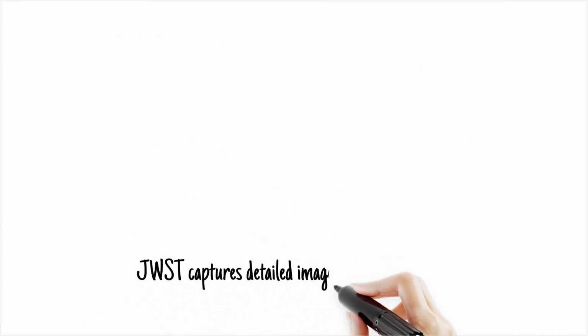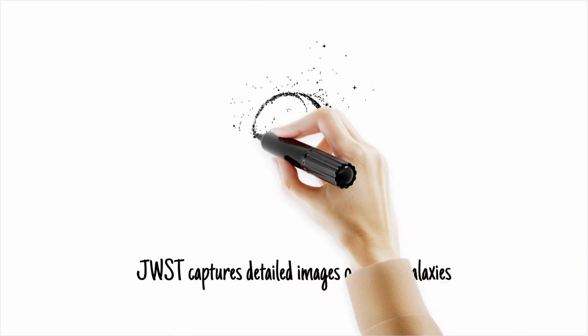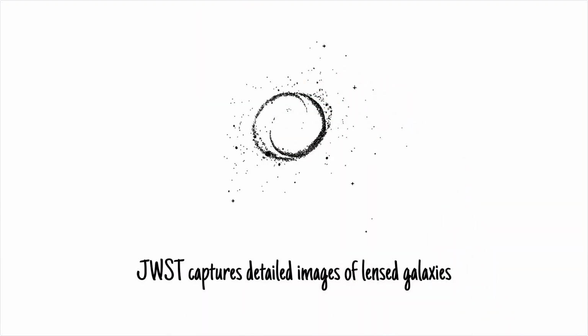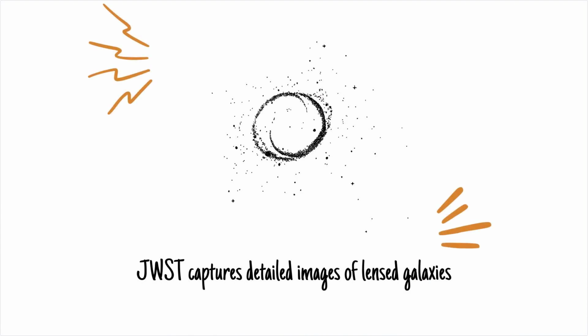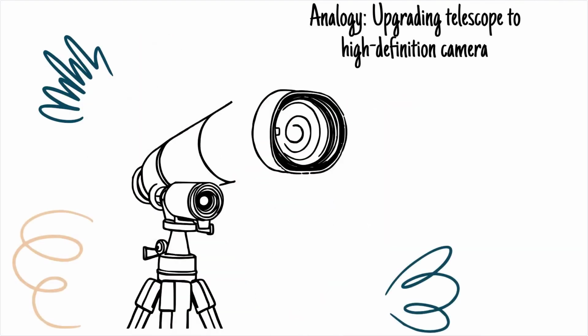JWST recently captured unprecedented details of a strongly lensed galaxy, revealing its star-forming regions and chemical composition at a time when the universe was only a few 100 million years old. It's like upgrading from a blurry telescope to a high-definition camera, allowing you to see distant objects with remarkable clarity.